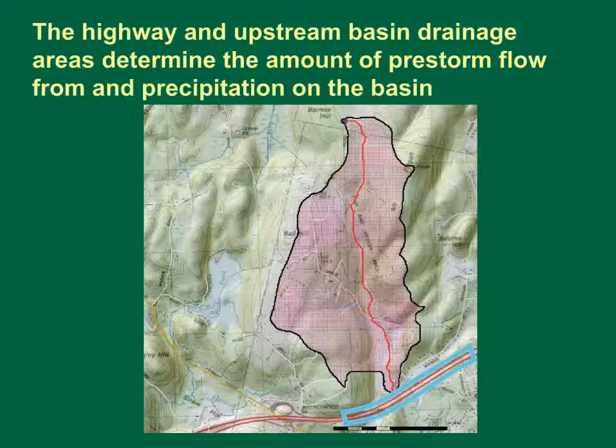If all other variables are held constant, increasing or decreasing the drainage area by 10% will increase or decrease the amount of runoff and pre-storm flow by an equivalent percentage.